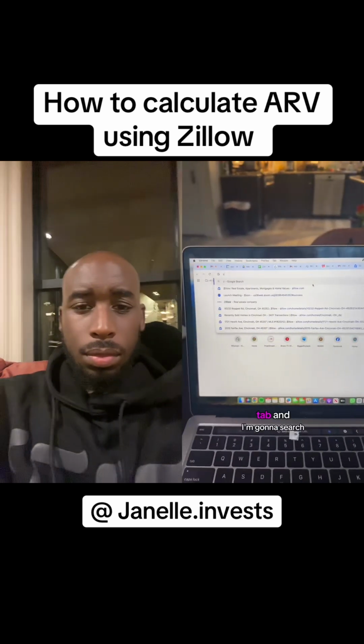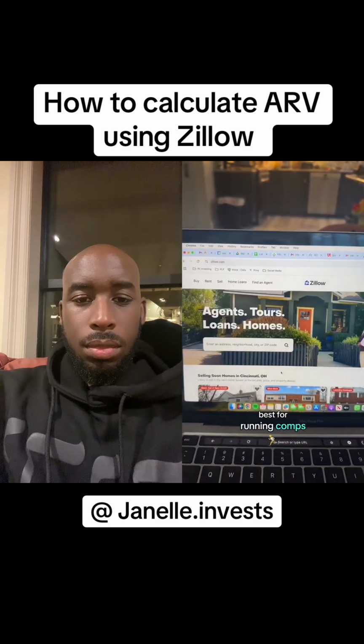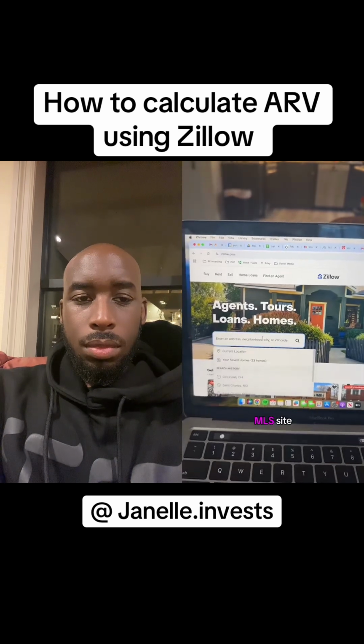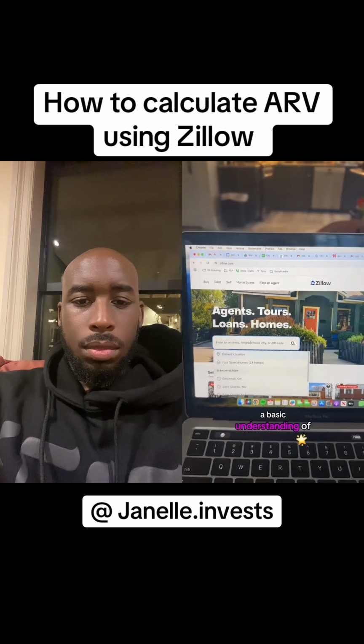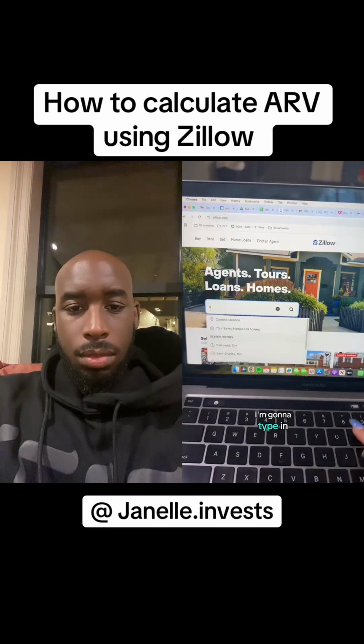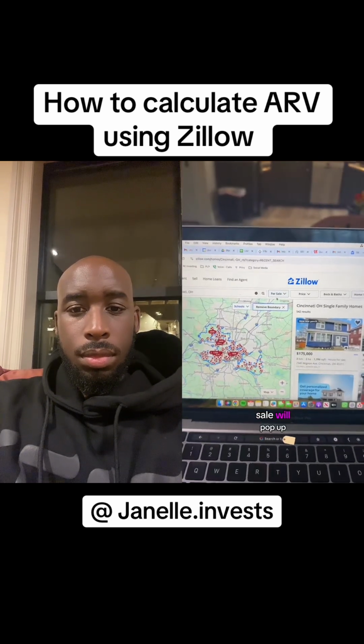So I'm actually going to open up a new tab and search for Zillow. Zillow isn't necessarily the best for running comps. I usually like to use the actual Cincinnati MLS site, but it is free to use and it's a good way to just get a basic understanding of what your ARV numbers will be. I'm going to type in the city that I'm analyzing deals in. Then all the houses that are currently for sale will pop up.